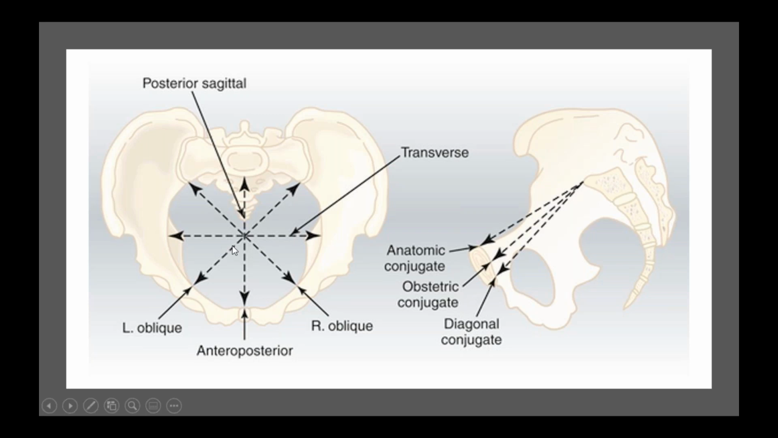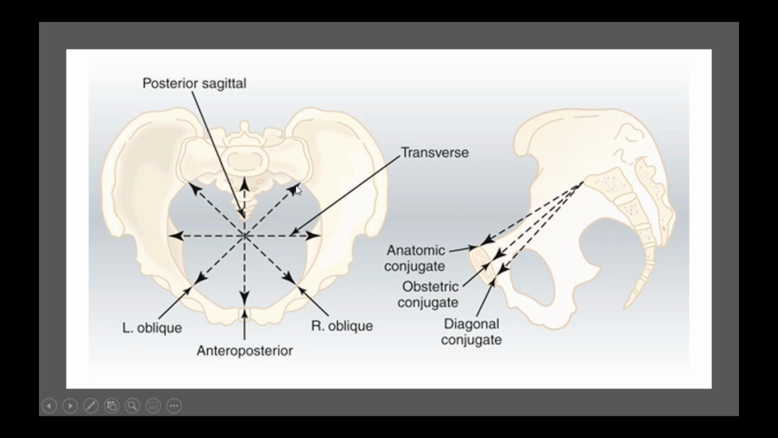How about all the diameters now? So you can see from the midpoint of the sacrum, the tip, it goes towards the pubic symphysis. Again, the upper part is called the anatomical conjugate. The highest prominent point on the posterior surface of the pubic symphysis is called the obstetric conjugate. And the diagonal conjugate is what we measure during the pelvic examination.